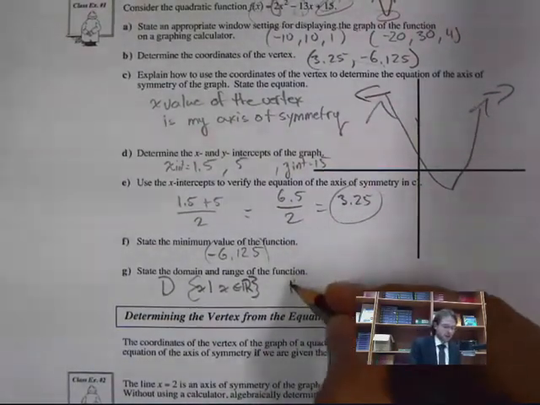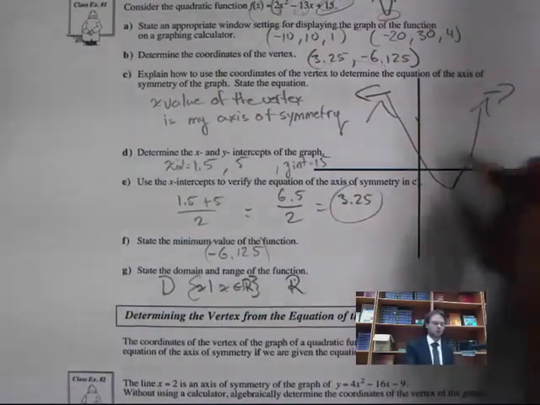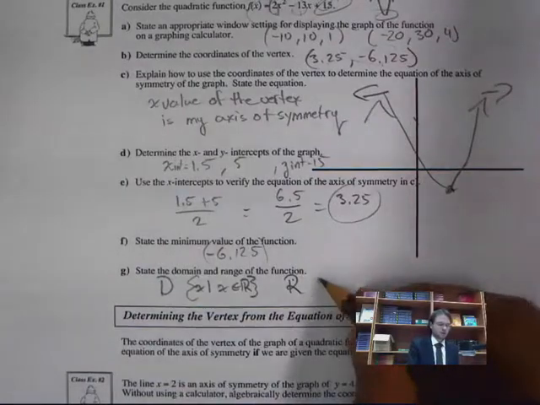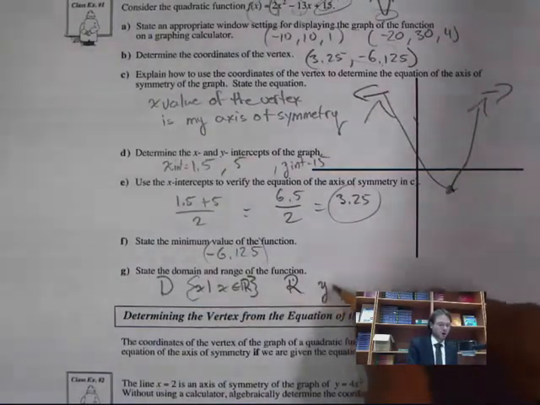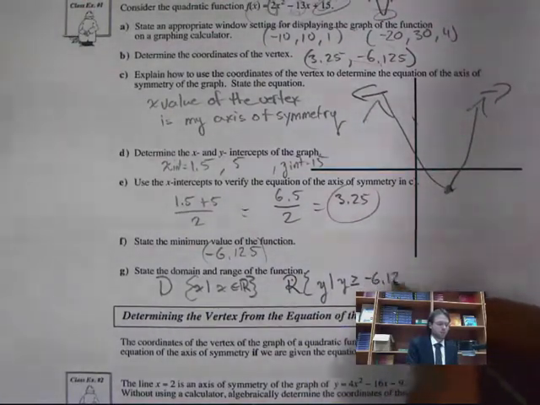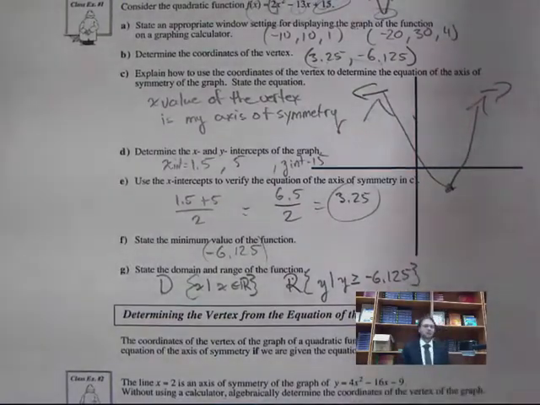So x can be any number, that's what that means. And my range now, let's take a look at my range. My minimum is negative 6.125. So my range is, we're looking at y, such that y must be greater than or equal to negative 6.125. That's it.